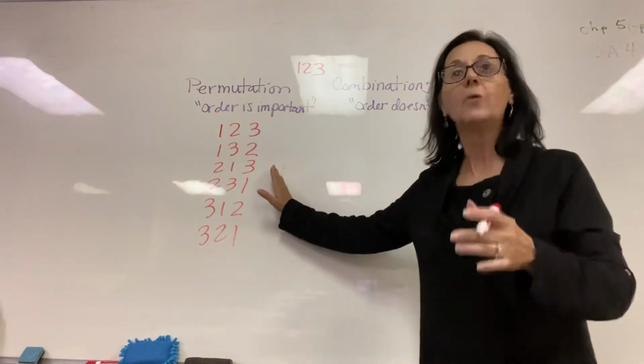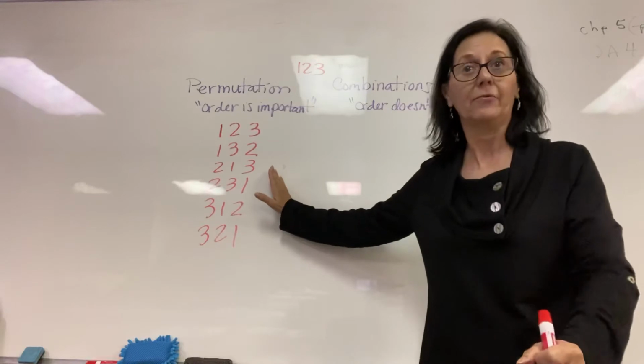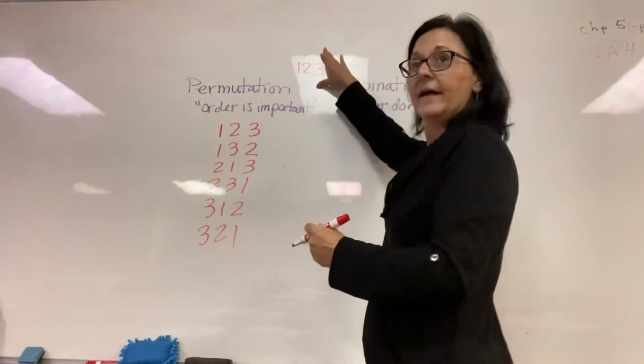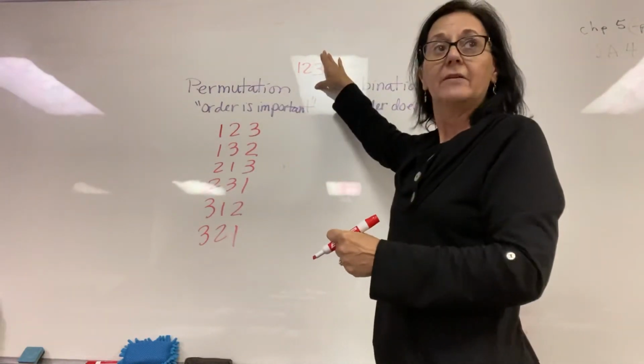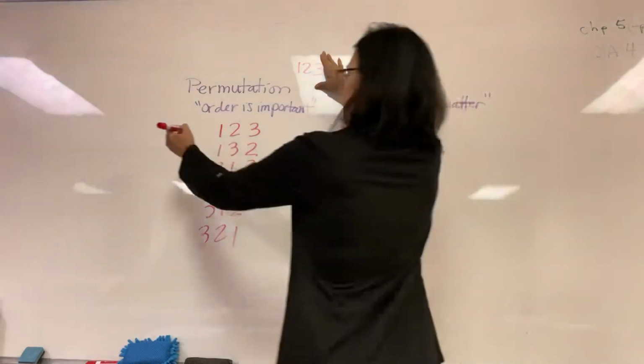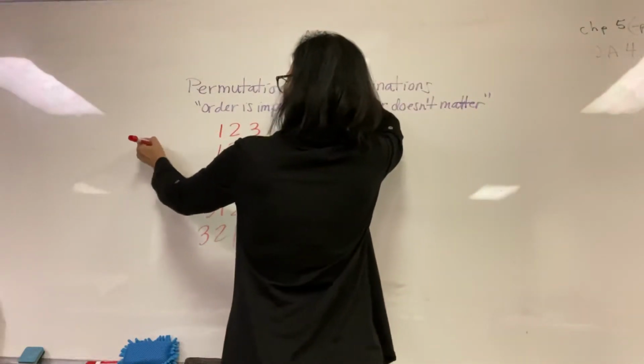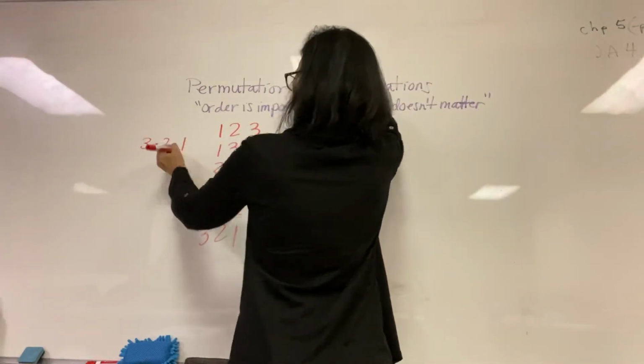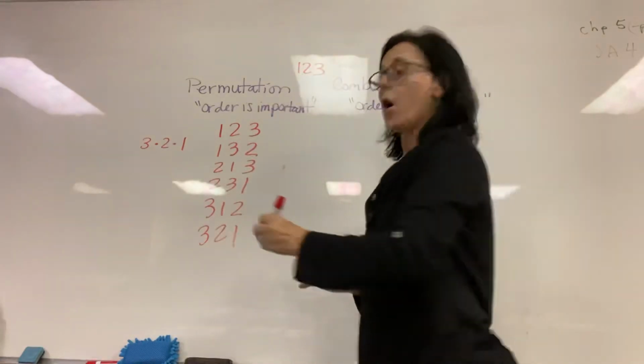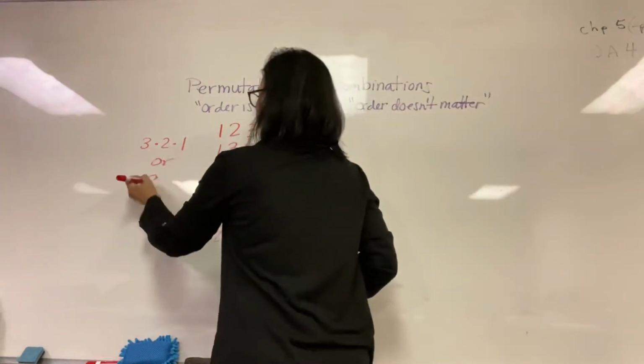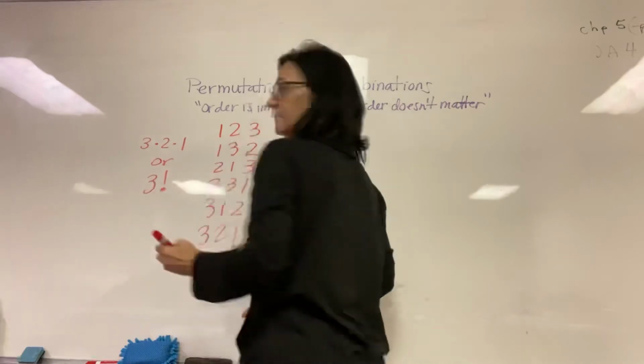6 possible outcomes. That's my denominator, right? How did we get that? How many choices do we have? 3. 3 times 2 times 1, or 3 factorial in your calculator.